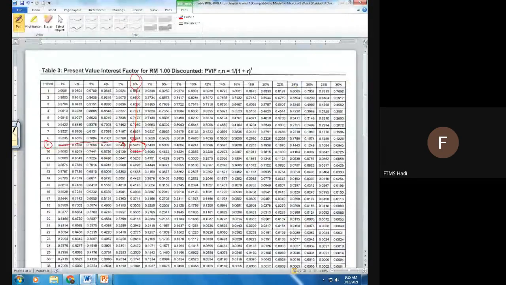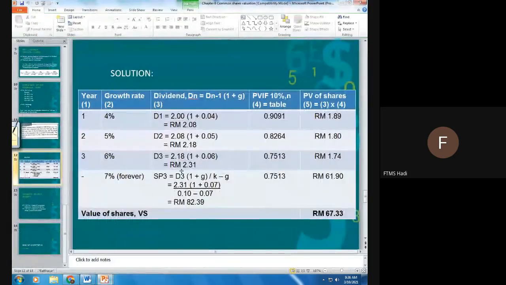Okay, another example. Let's say you nak kira, you want to calculate 12% and then 20 years. 12%, 20 tahun. So, bawah. Sorry for my drawing. Okay, this one. So matching, you will get 0.1037. That will bring to your answer later on. Okay, come back to the question. Sama, PVIFA pun sama. That means the way of reading it is similar.